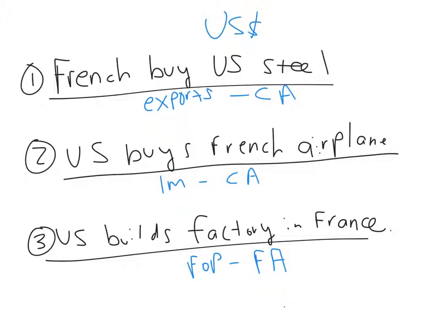You'll get some more practice with this in the Blue Book Activity 7-1, so if you want to pause here and go there, feel free, and at least fill out that first column with whether it flows through the current or financial account.